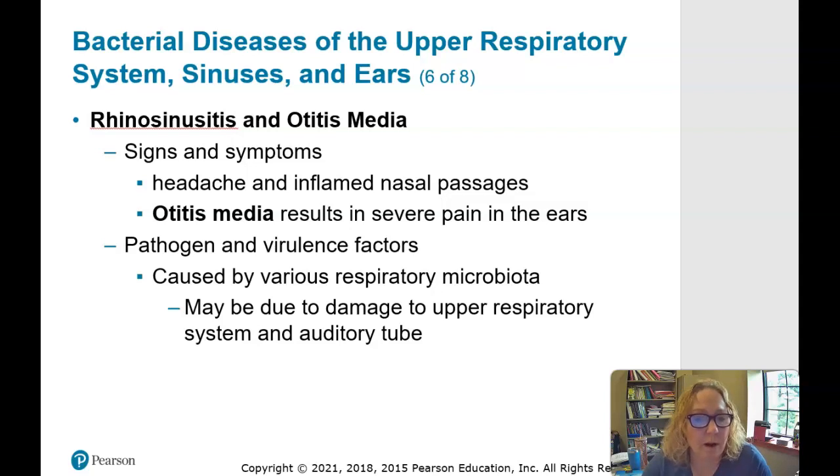Rhinosinusitis. Otitis media basically results in severe pain in the ears. So this is going to be your good times ear infection. Very common among children, just very common among people that have a lot of things going on up here. Damage to the upper respiratory system and auditory tube.